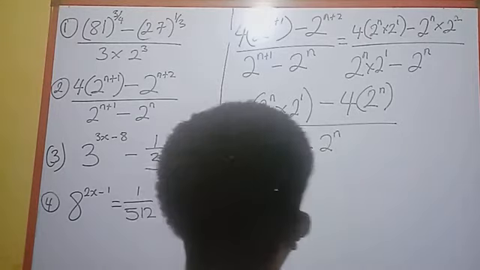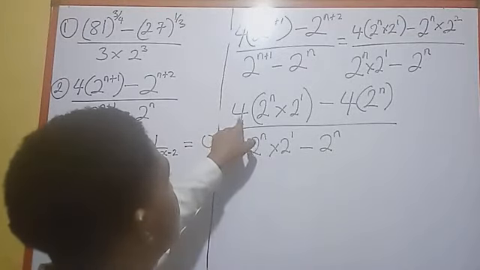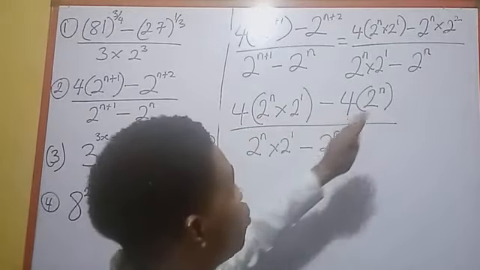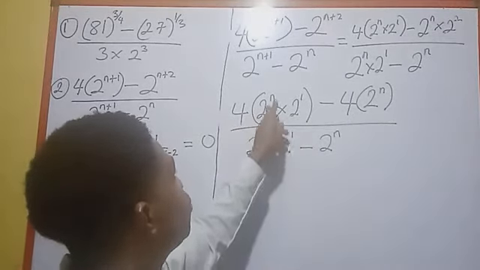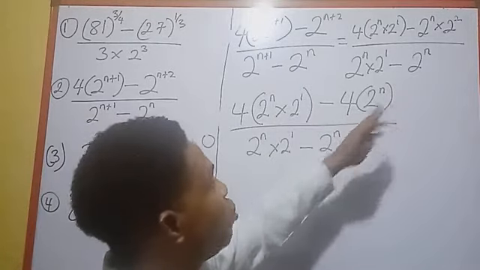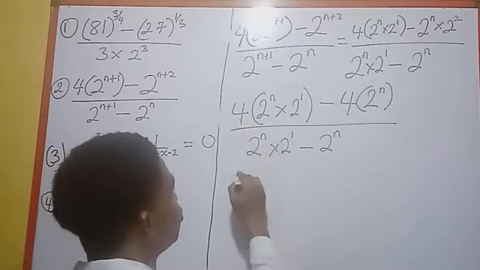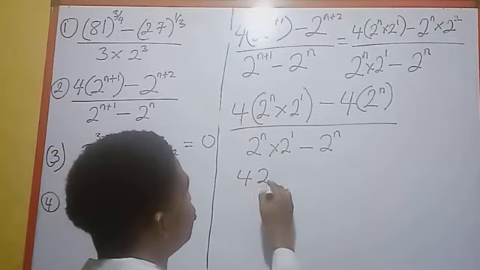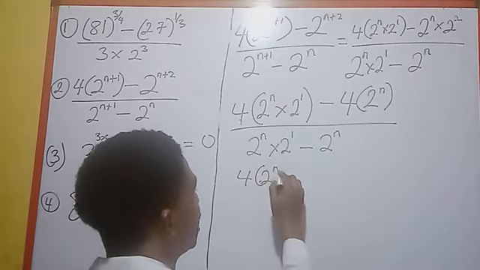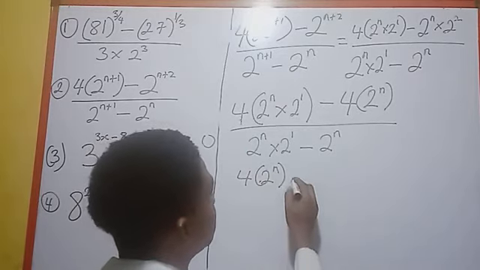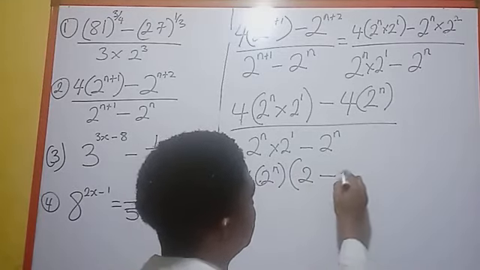Now the next thing we have to do here: you can see that 4 times 2 to the n is common. So you factorize. In both terms, you have 4 times 2 raised to the power n and 4 times 2 raised to the power n. So you factorize by taking what is common. What is common is 4 times 2 raised to the power n. So we say 4 brackets 2 raised to the power n, bracket 2 minus 1.